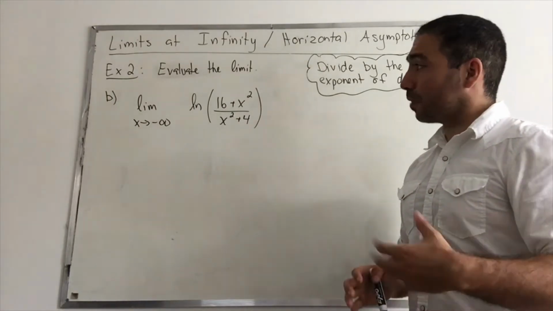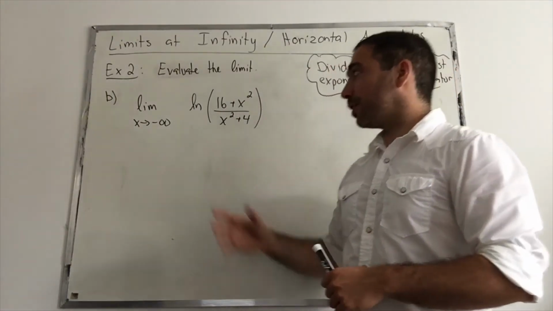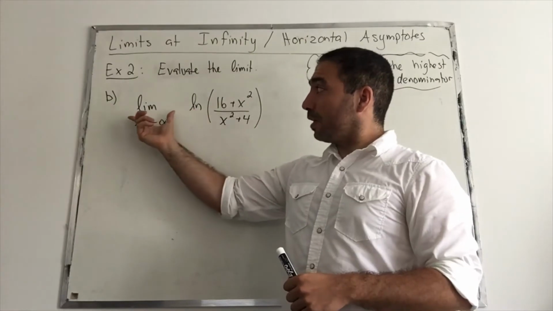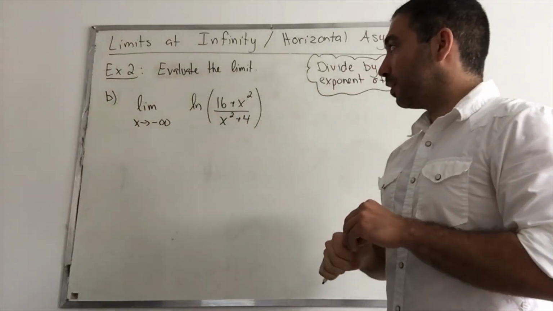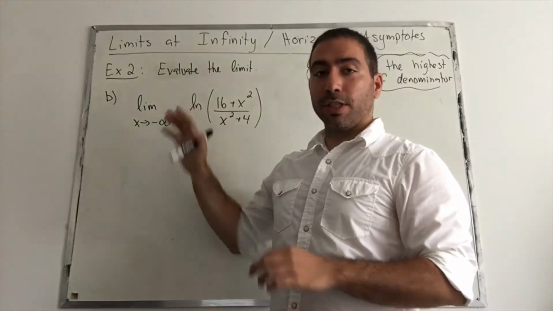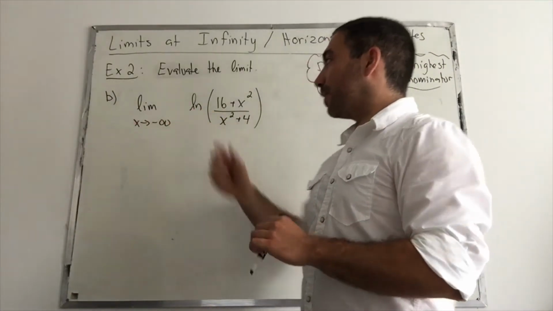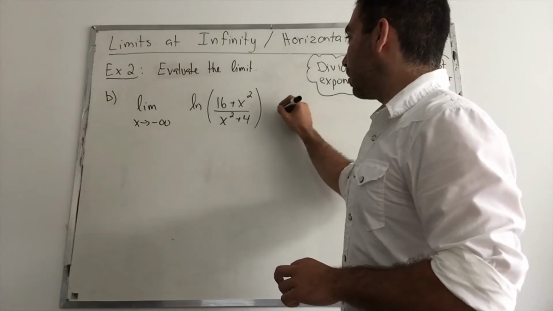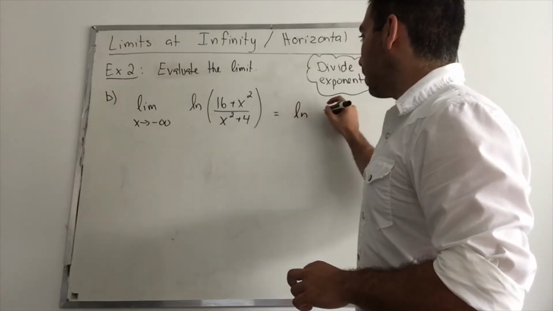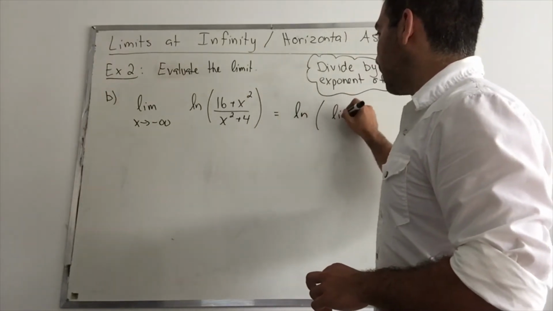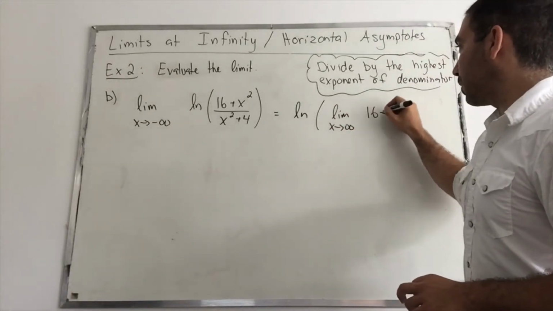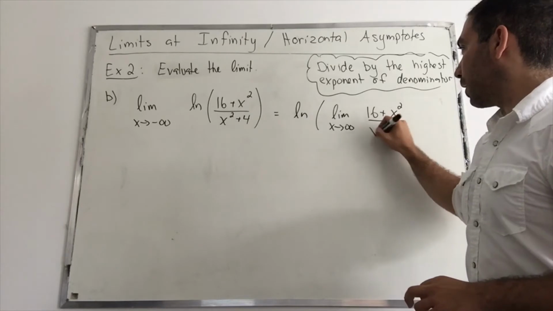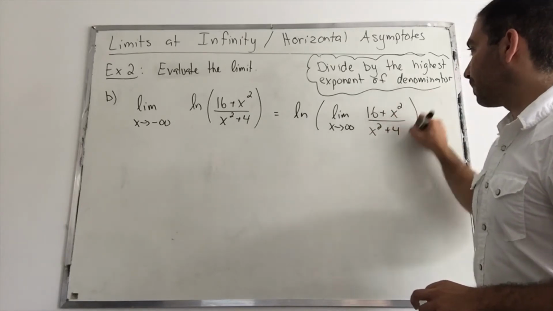Okay, but one of the nice properties of limits is that when we have a continuous function sitting in front, we could take the limit and jump inside. Okay, so we'll essentially ignore the ln and jump inside and take the limit of what's inside the ln. So this is equivalent to ln of, and let's take the limit inside, of 16 plus x squared over x squared plus 4.